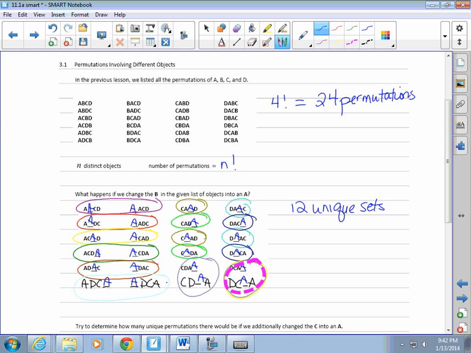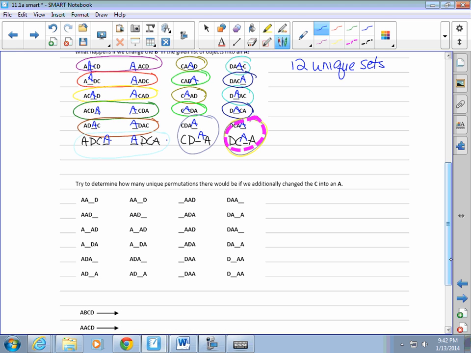So it says, try to determine how many unique permutations there would be if we additionally change the C into an A. So not only would our B's be A's, but our C's would be A's. So we'd have 3 A's in each one, so AAAs.